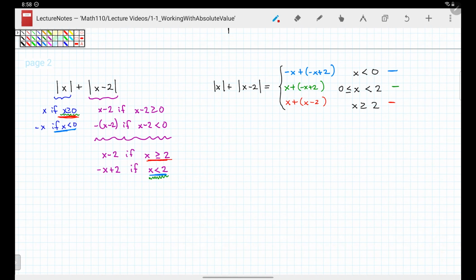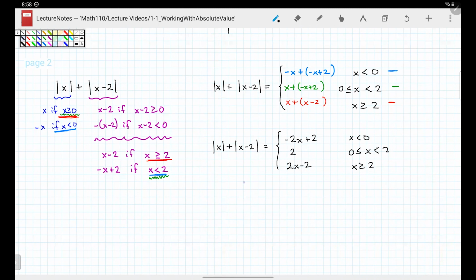All right, so let's clean this up. Absolute value of x plus the absolute value of x minus 2 is equal to, in the x less than 0 portion, this is negative 2x plus 2. That's how that simplifies. If x is between 0 and 2, this looks like x plus negative x is 0, so that is just 2. And if x is greater than or equal to 2, this is 2x minus 2.